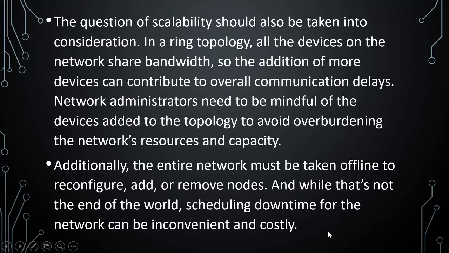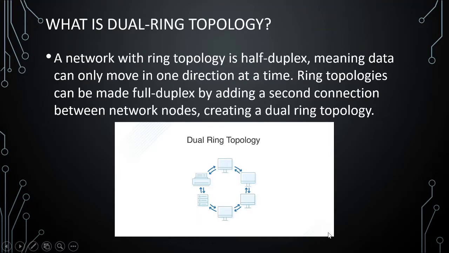And while that's not the end of the world, scheduling downtime for the network can be inconvenient and costly. So what is dual ring topology? The second type of the ring topology. A network with ring topology is half duplex, meaning data can only move in one direction at a time. Ring topologies can be made full duplex by adding a second connection between network nodes, creating a dual ring topology. Okay, so it can communicate.